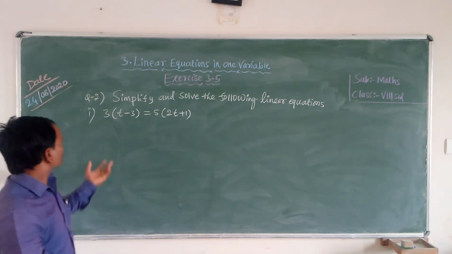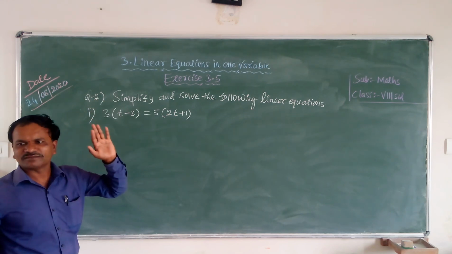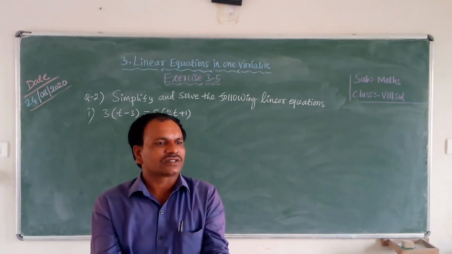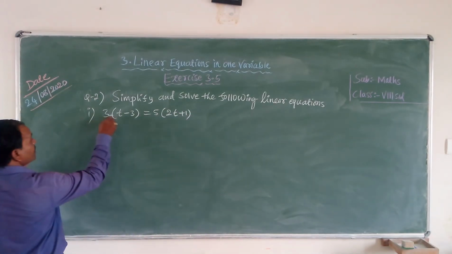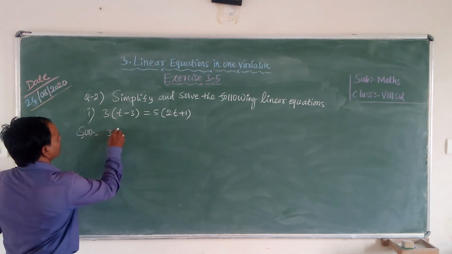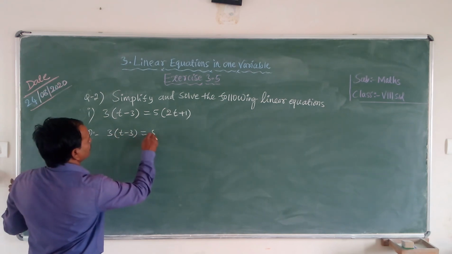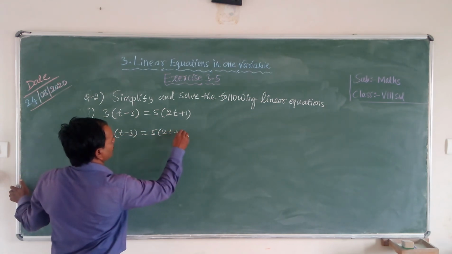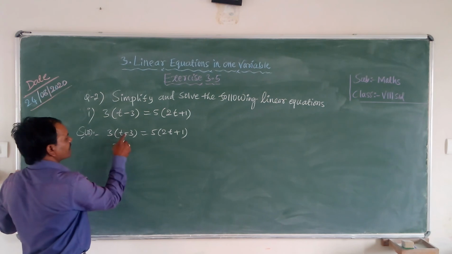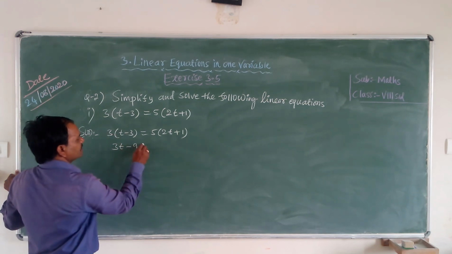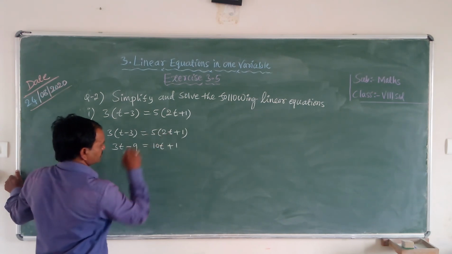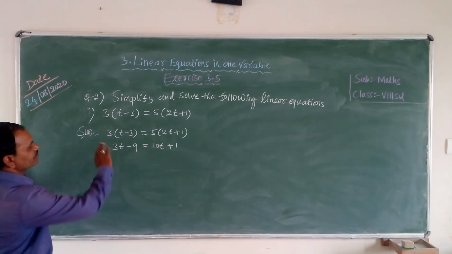First you have to simplify. So simplify means what? Open the bracket. You have to simplify the bracket, open the bracket first. So here monomial to binomial multiplication is there. 3 into the bracket t minus 3 is equal to 5 into the bracket 2t plus 1. Here 3 into t is 3t, plus into minus 3, 3 3s are 9, is equal to 5 2s are 10t plus 1. No brackets, so simplify over.